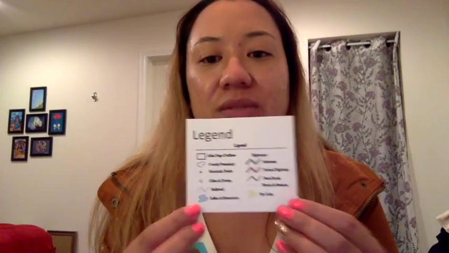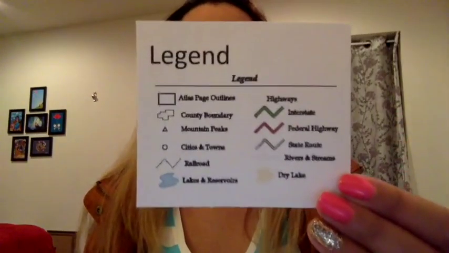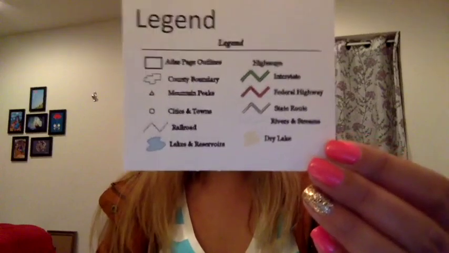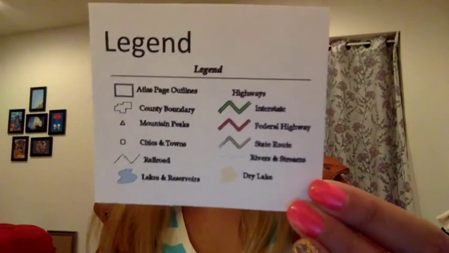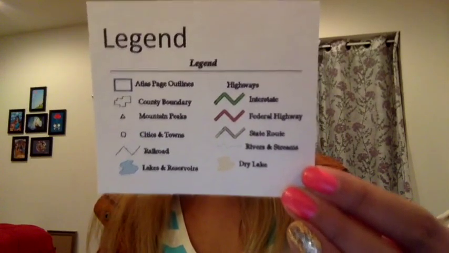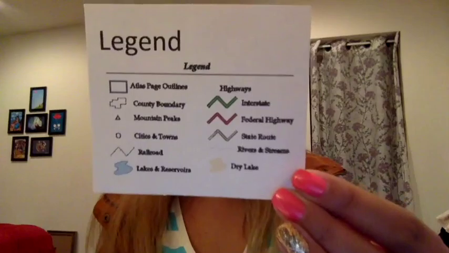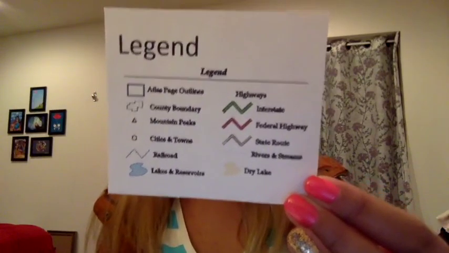Our next word is the legend. Very good. So we talked about a legend, right? A legend tells us what the different symbols or colors mean on a map. So this is a legend about the atlas page. It's got the city, it's got mountains, it's got highways and roads, lakes and dry lakes. Look at that. It even has dry lakes.